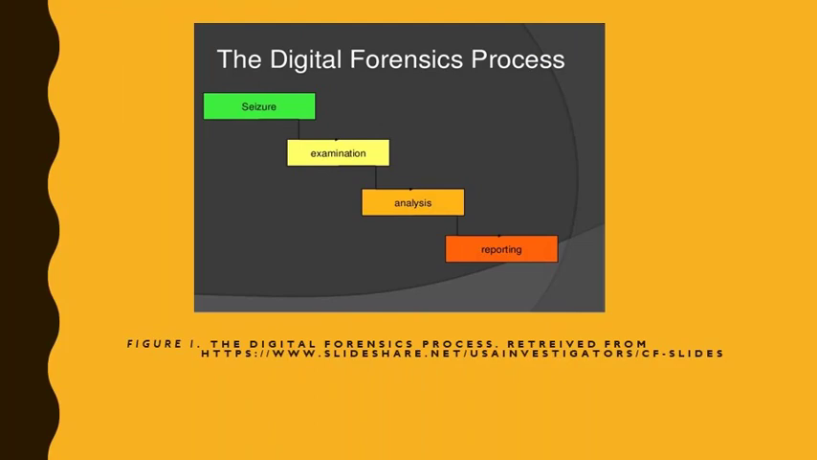This slide also shows the process of digital forensics that I got from USA investigators slides. As you can see here, it shows 4 steps. First is seizure. Seizure means collecting or obtaining the digital information that can be used as digital evidence. And then examination of this evidence and validation of them. And then analysis, and at last, reporting the evidence to the court.